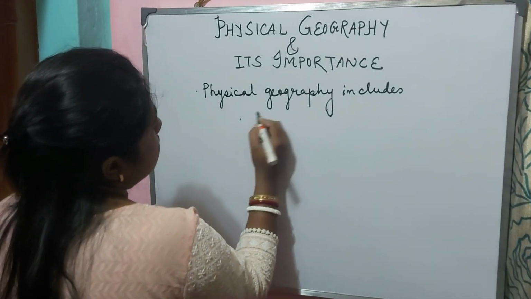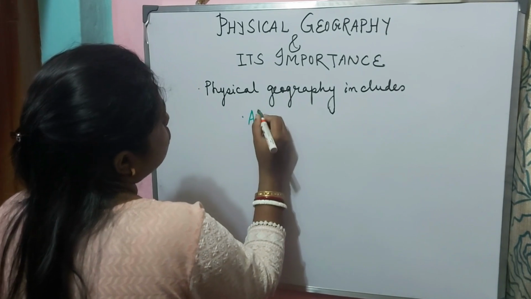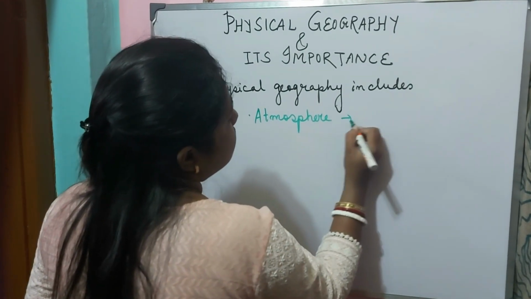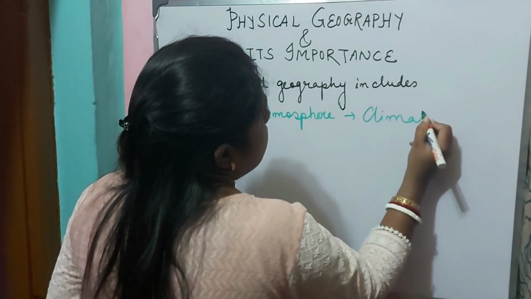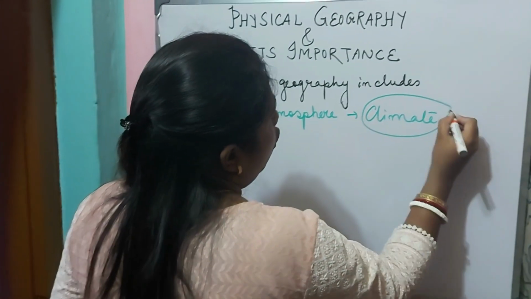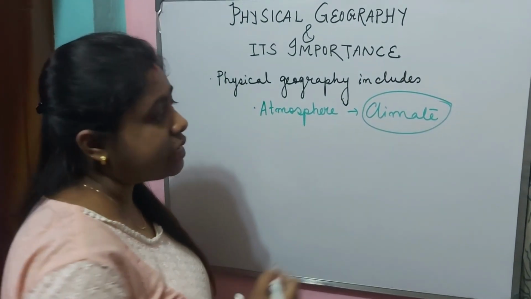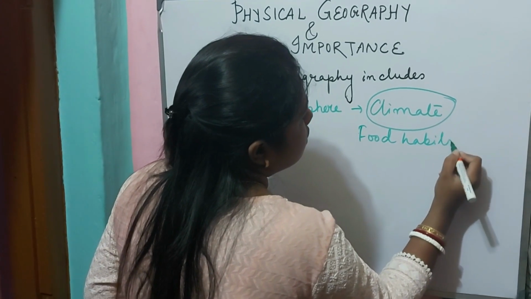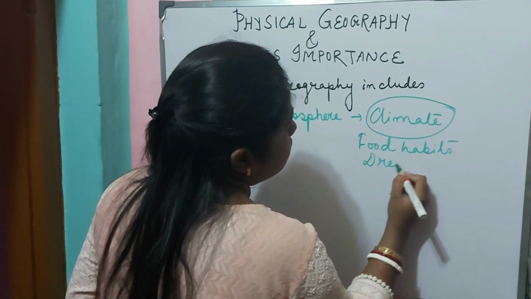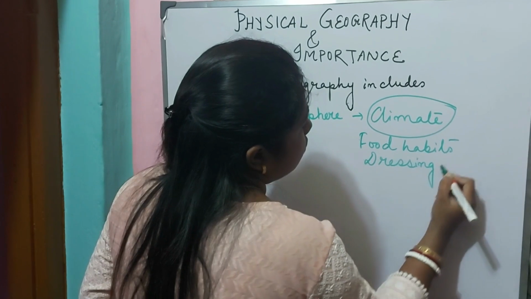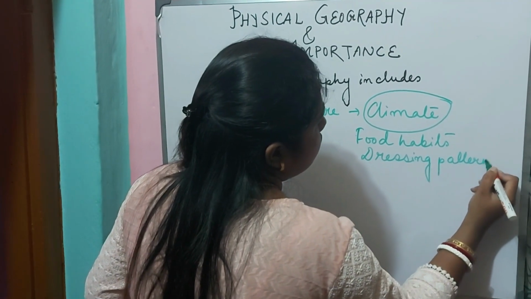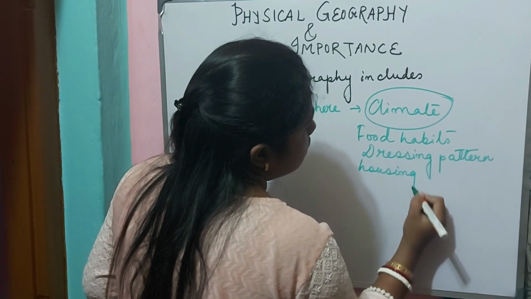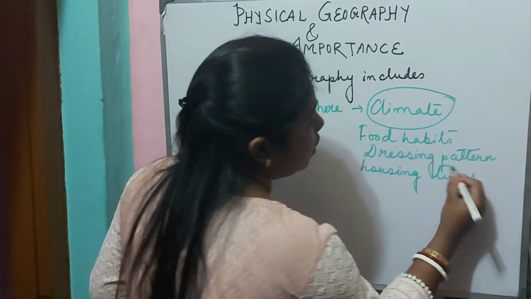Next is atmosphere. Now in atmosphere, the main element is climate. On the basis of climate, we will see the food habits, dressing pattern, housing types differ from one place to another.